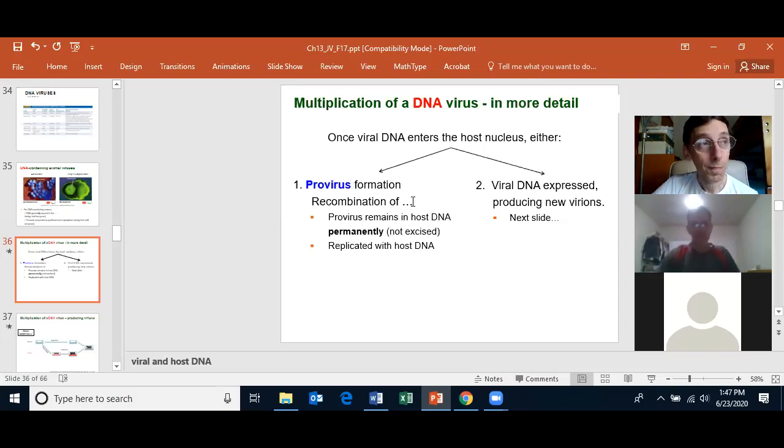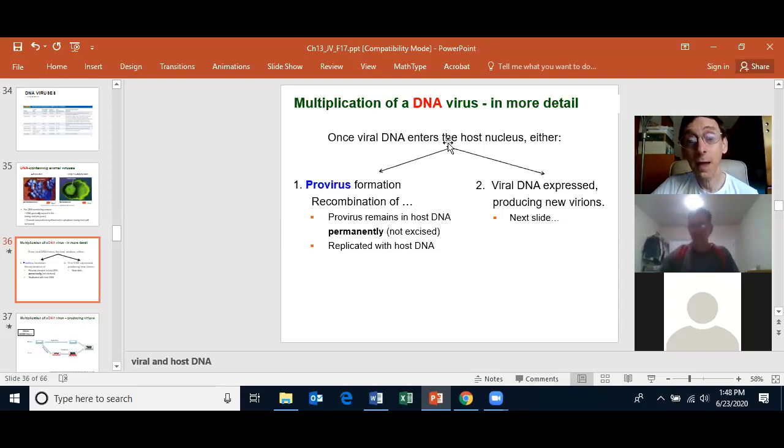A viral DNA that can do this is the papillomaviruses, viruses that cause warts. And papillomavirus can also cause tumors. Anyways, that's a provirus, where the viral DNA can integrate into the host cell's chromosome.